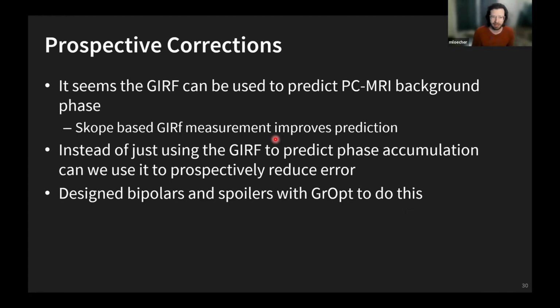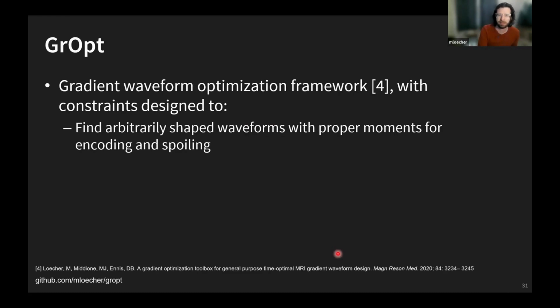To do this, we tried to change either the bipolar and/or the spoiler shape with a gradient optimization framework called GrOpt. Just a quick 2-slide summary of this. The idea of gradient optimization has been around for decades now in various forms. The idea is that rather than just using analytical trapezoids and shapes like that, or triangles, you use numerical optimization to find some gradient waveform that satisfies all the things you care about.